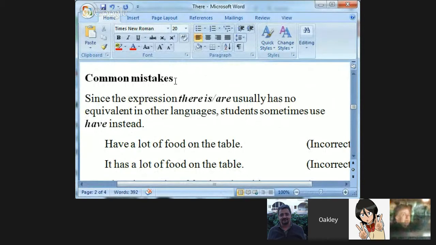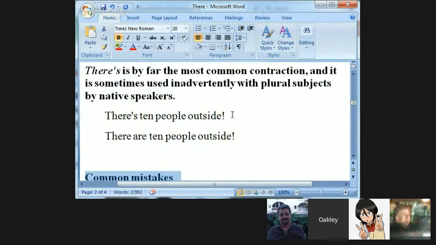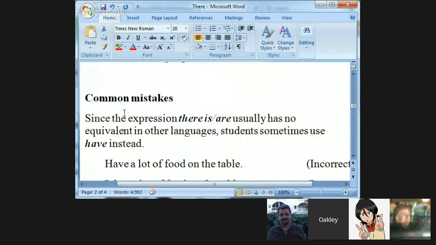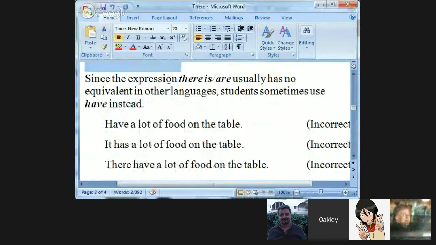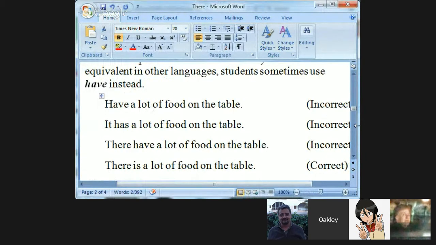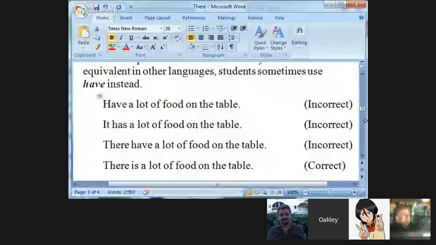Okay, another common mistake. This is one that native speakers frequently make, so please don't make it. Since the expression "there is" or "there are" usually has no equivalent in many other languages, not all, it's kind of a strange thing.